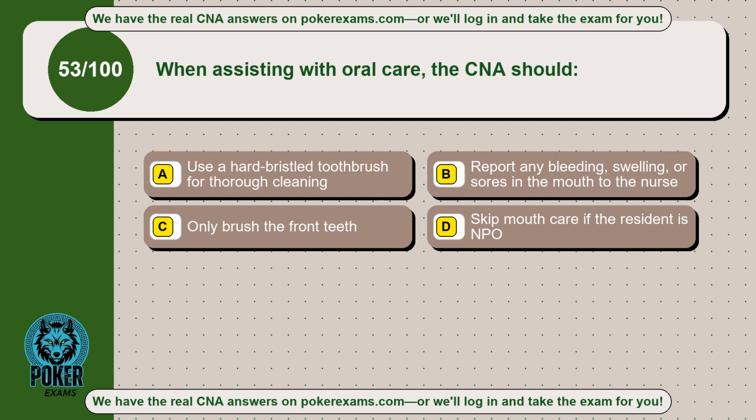Question 53. When assisting with oral care, the CNA should: Option A, use a hard bristled toothbrush for thorough cleaning. Option B, report any bleeding, swelling, or sores in the mouth to the nurse. Option C, only brush the front teeth. Option D, skip mouth care if the resident is NPO.